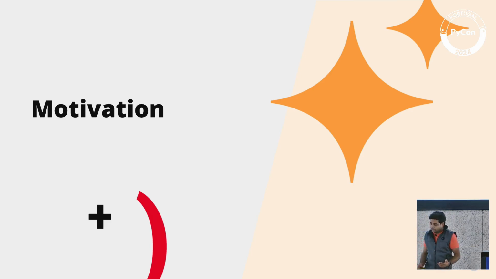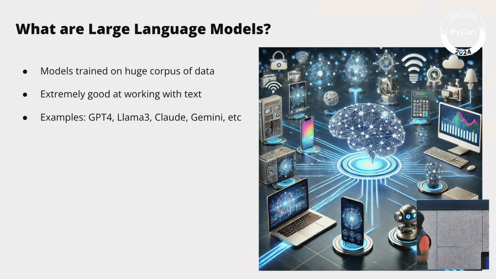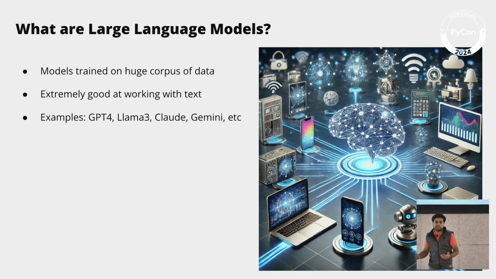Just a brief overview of what large language models are. These are models that are trained on a huge corpus of data. And by huge corpus, practically the entire internet, all the books, practically all the public websites, even including some private websites that the models were not authorized to. So they're extremely good at working with text. Some of the common examples are GPT-4, Llama 3, Claude, Gemini, etc.